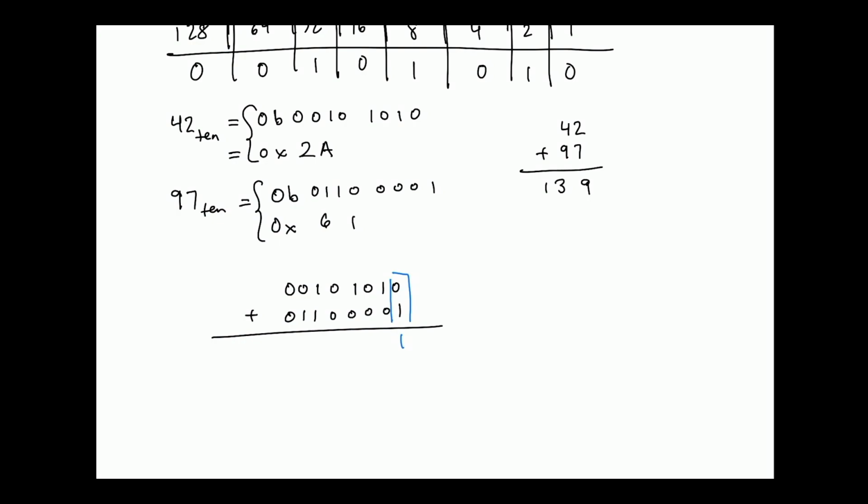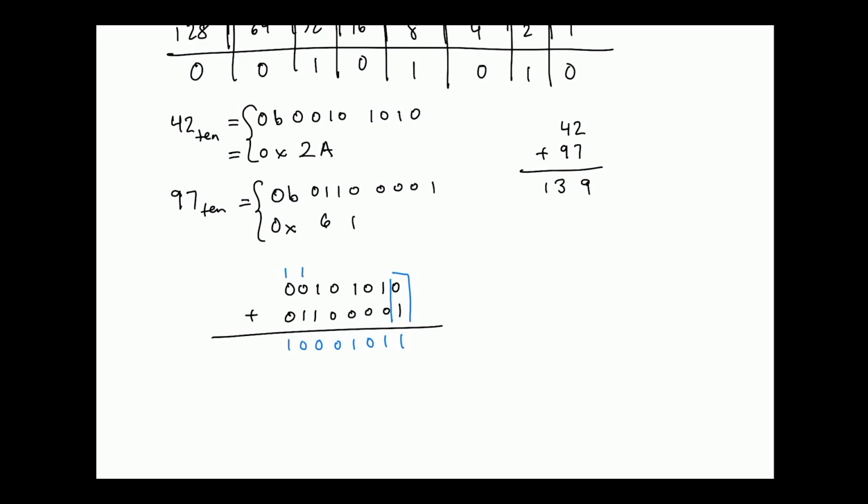In this particular number, we don't have any carrying until here. So in that place, what's 1 plus 1? 0, carry a 1. 1 plus 1 is 0, carry a 1, and we get a 1.